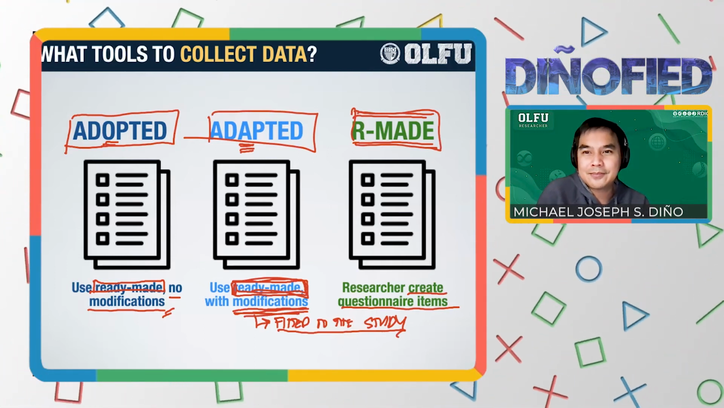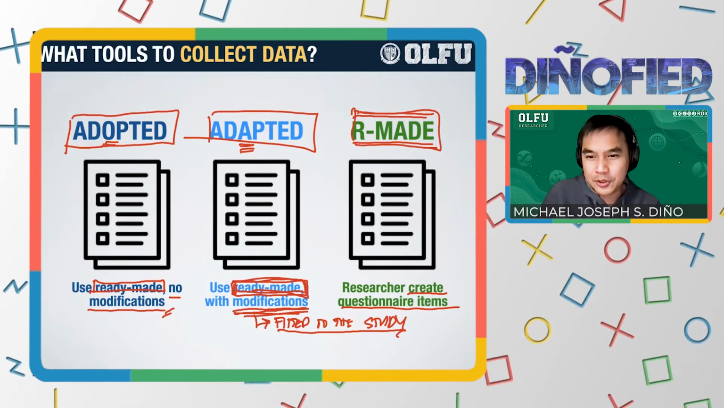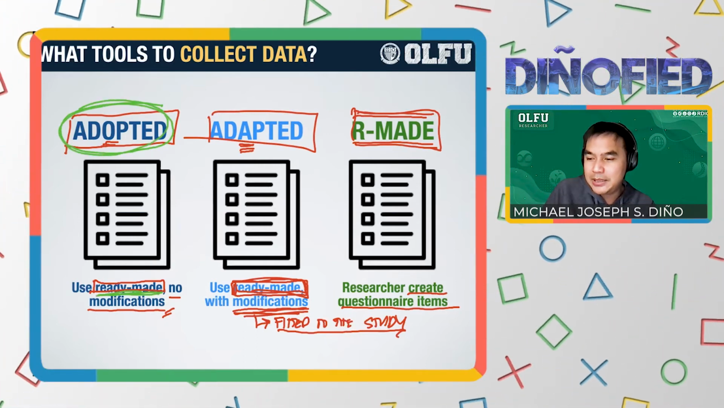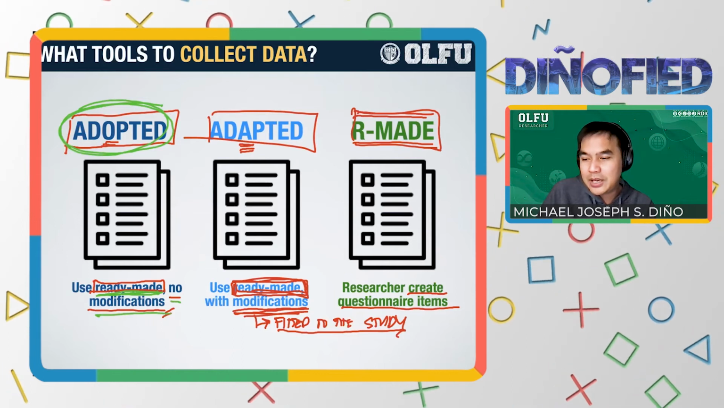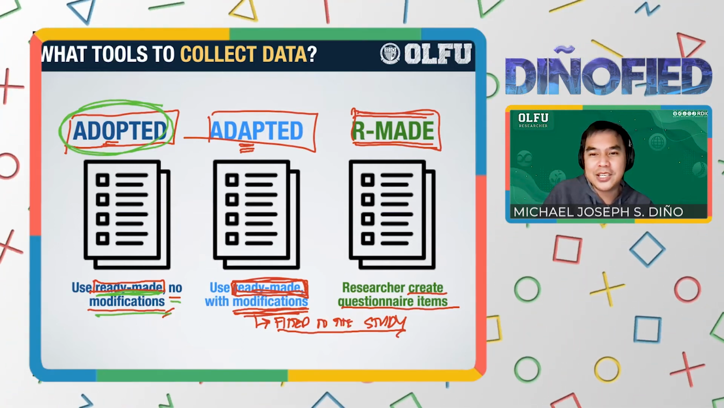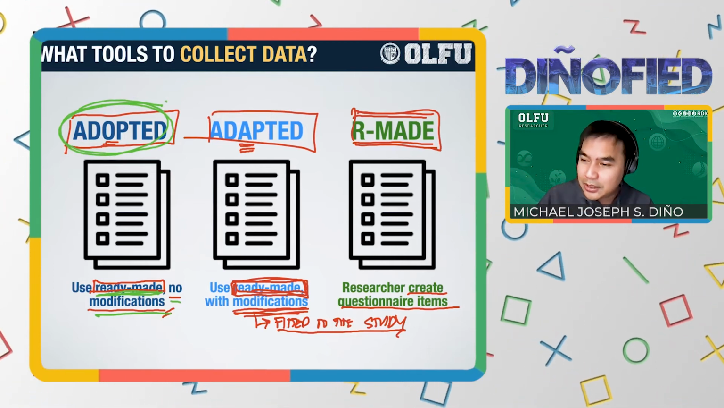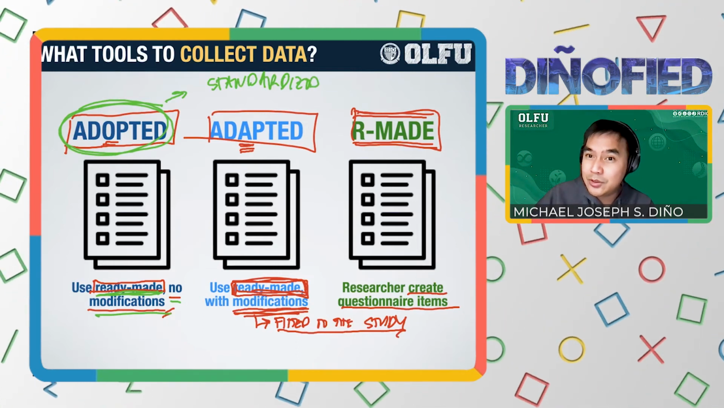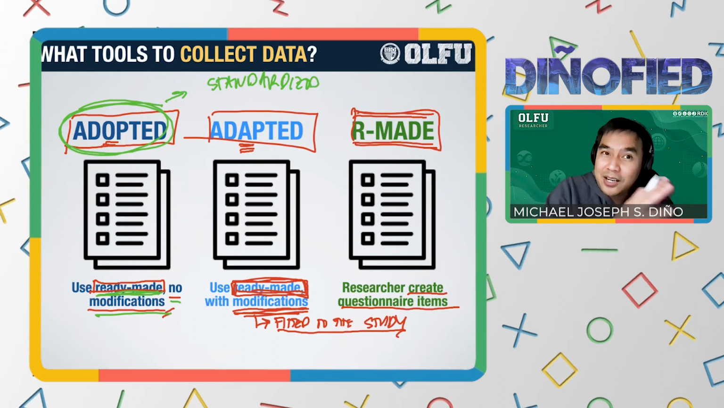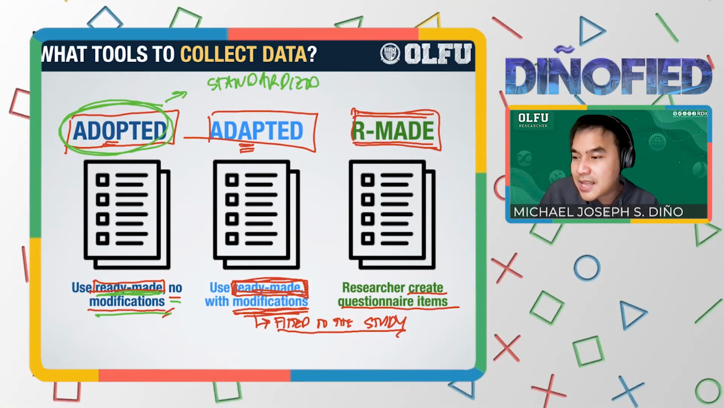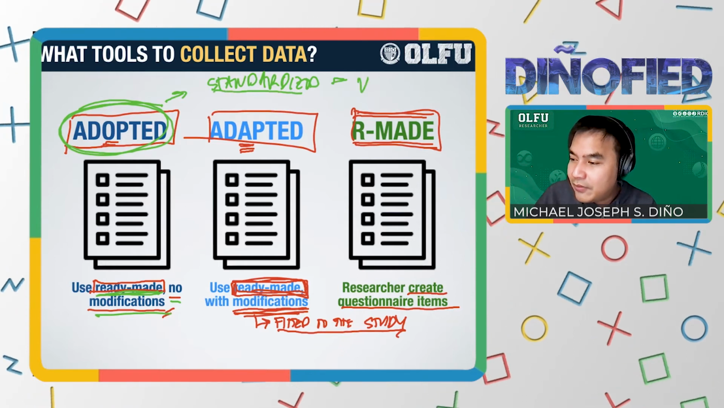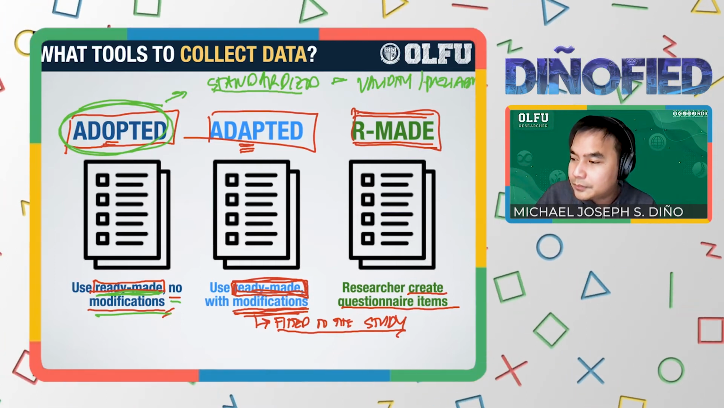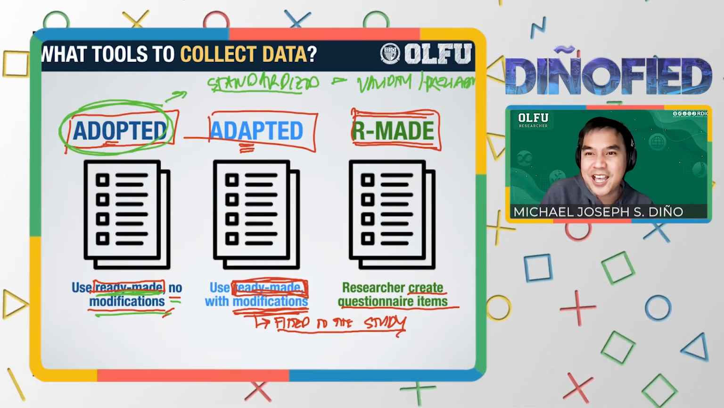Question, which one is better? The better option would be adopted. Why? Because it's ready-made and you make no modifications, meaning it is really fitted to your study. You have no changes. Why adopted? Because these are what we call standardized questionnaires. Usually, the adopted questionnaires used in published studies, like the research that you can see in ScienceDirect, are all standardized. Meaning, their validity and reliability have already been checked. They are already valid and reliable.